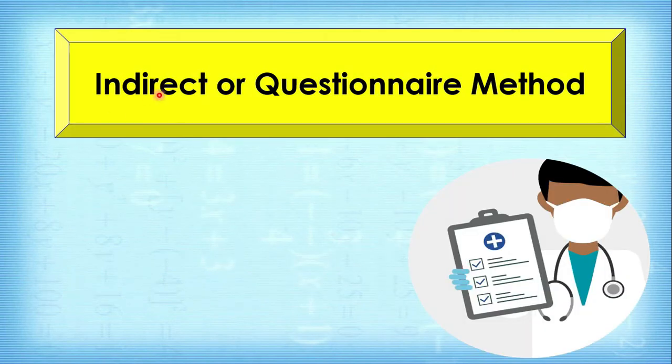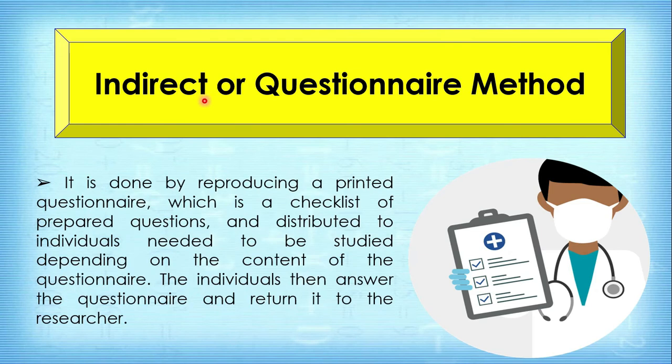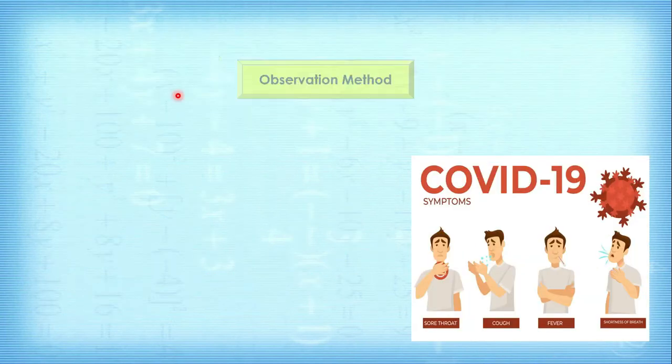Second is the indirect or questionnaire method. It is done by reproducing a printed questionnaire, which is a checklist of prepared questions, and distributing it to individuals needed to be studied depending on the content of the questionnaire. The individuals then answer the questionnaire and return it to the researcher. As you can see in the picture, the doctor has a checklist of the following questions.